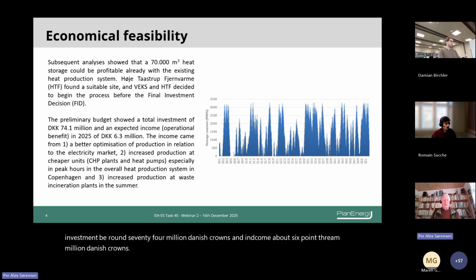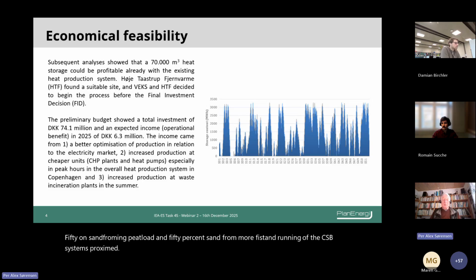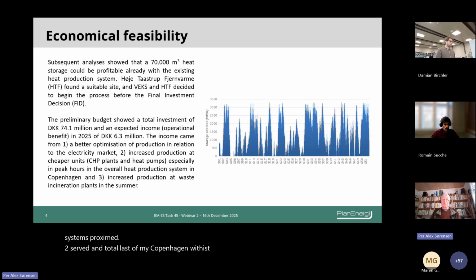And income is 50% from saving peak loads and 50% from more efficient running of the CSP systems, approximately. So that was the idea, to serve the total system in Copenhagen with this storage and provide flexibility to the CSP plants and to save peak loads.